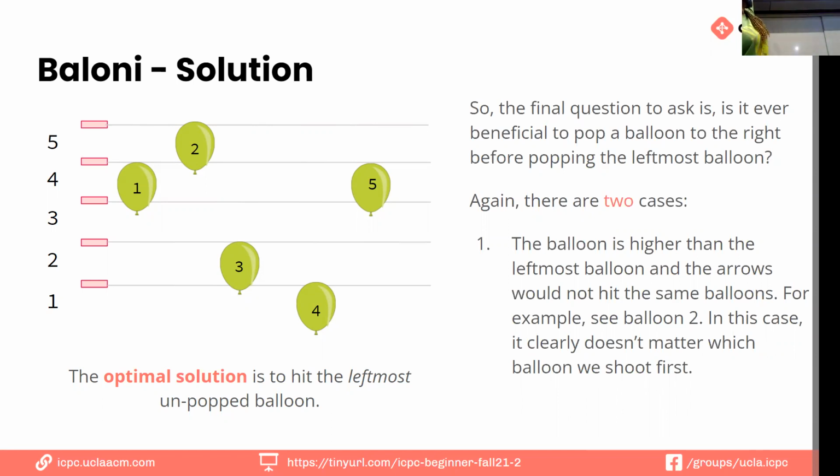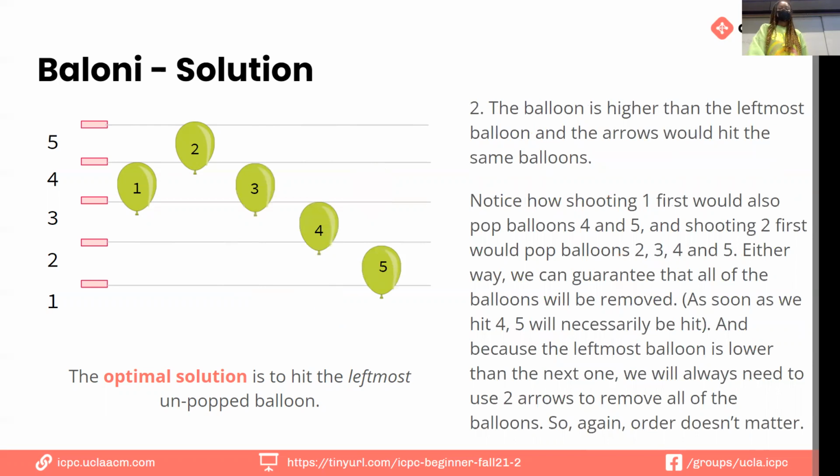So, for example, here, see balloon 2. If you hit balloon 2, it'll fall down and hit balloon 5. And if you hit balloon 1, it will fall down and do nothing. But their paths do not cross at all. So it completely doesn't matter whether you hit balloon 1 or balloon 2 first, right?